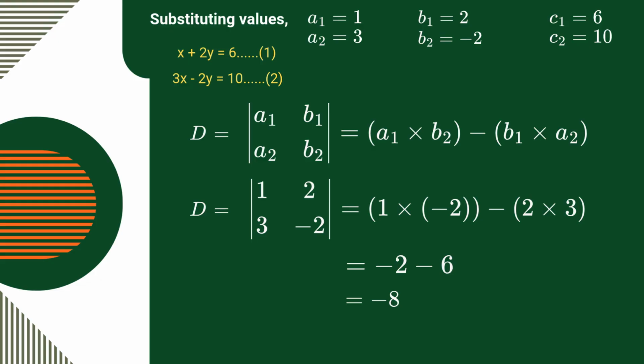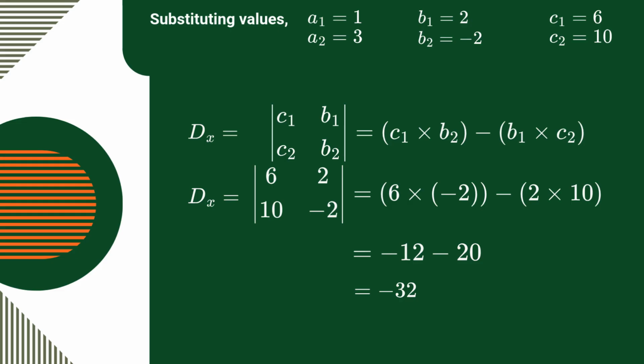So, where you see a1 now, you input 1. Where you see a2, you put your value for a2, which is 3. Where you see b1, you input 2, and so on and so forth. Cross-multiplying, we have 1 times minus 2, which gives us minus 2. And 2 times 3 will give us 6. Then minus 2 minus 6 is equal to minus 8, which means our main determinant is minus 8.